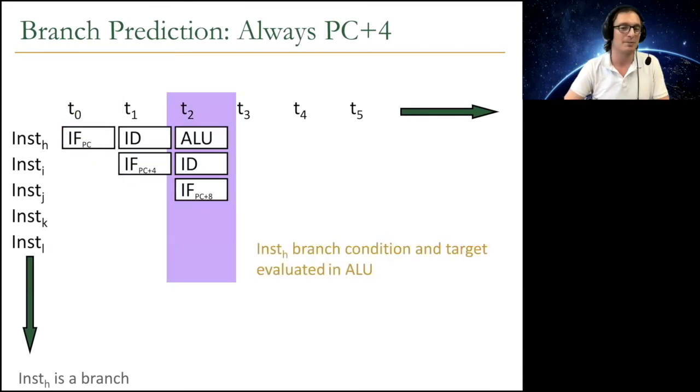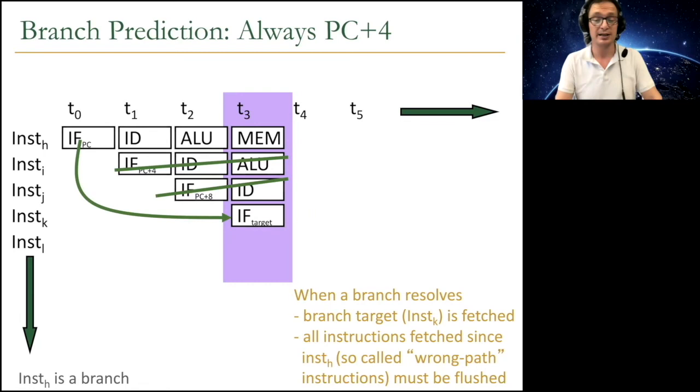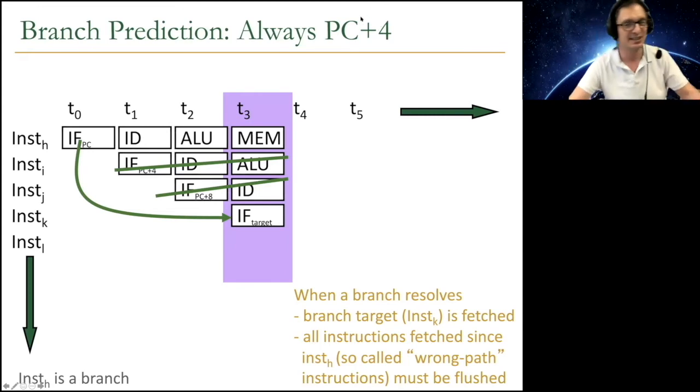Okay, so always PC plus 4, we're familiar with it. I'm not going to talk more about it basically, but instruction, branch condition, and target are evaluated in the ALU. And essentially, when a branch resolves, if the target address is not matching PC plus 4, or if the branch is taken and you predicted not taken, then you flush the wrong path instructions.